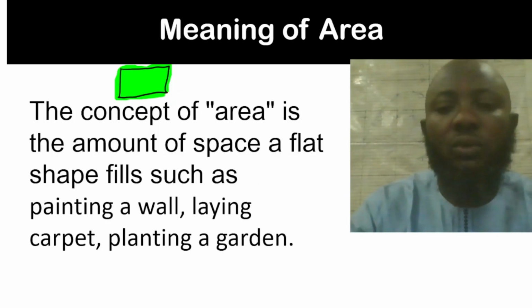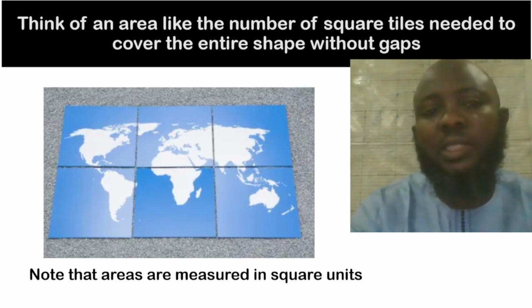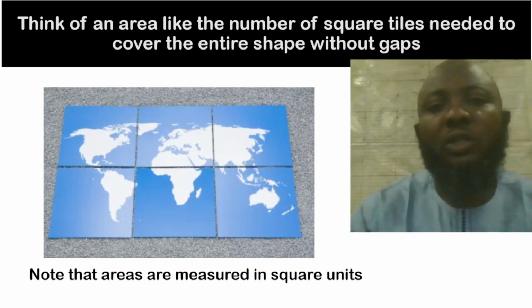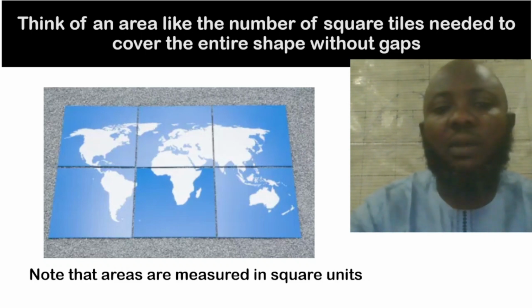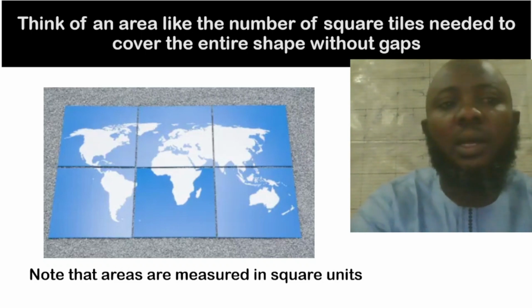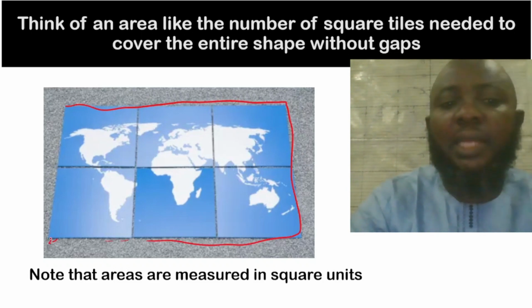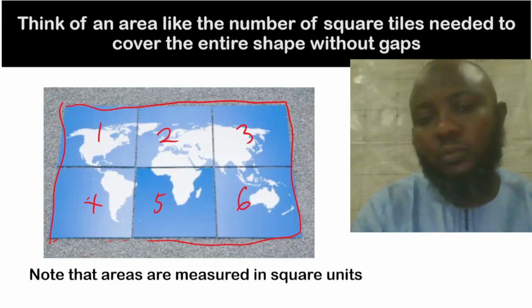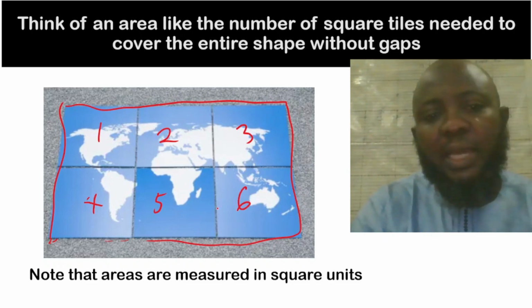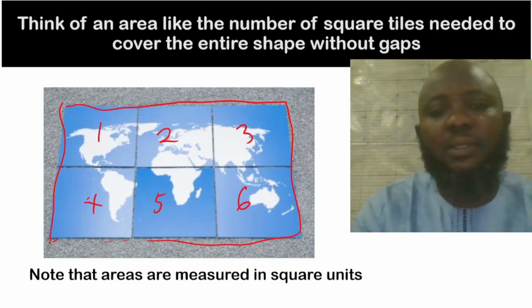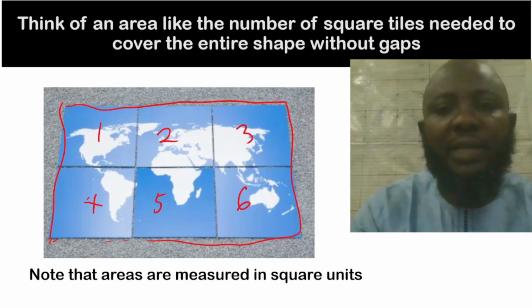So the next is to look at, let's think of an area like the number of square tiles. When we are measuring area, we measure area in square units. That is why we make use of squares to describe the area of a particular shape. Just like we have it here, the area covered by the tiles. How many tiles do we have there? You can see each side: 1, 2, 3, 4, 5, 6. So the area covered by the tiles, we have 6 square tiles. I hope I'm with you.